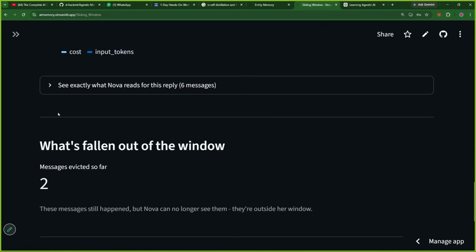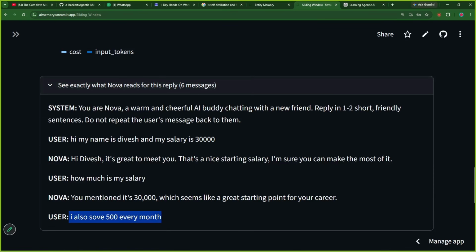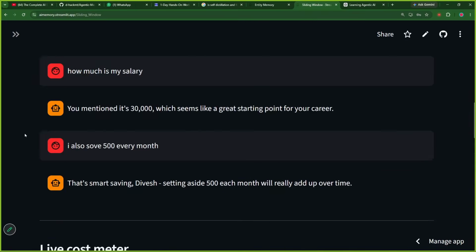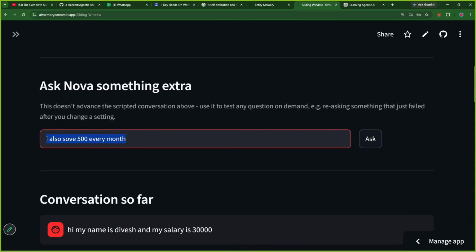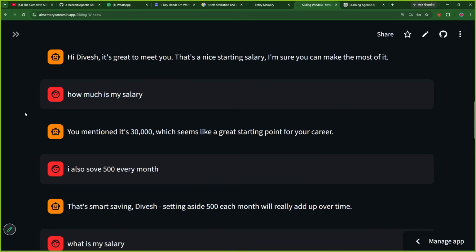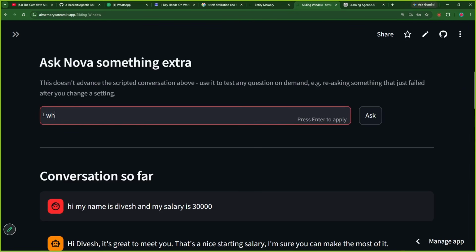Let us go and see what's happening inside. So this is also maintained. What has fallen out of the window? 2 messages are evicted so far. If I give one more message, or if I just quickly ask, what is my salary? It will tell you that you earn 30,000 per year, which is a decent income, and you are also saving 500 each month. Now I will say, what is my name? Let us see.